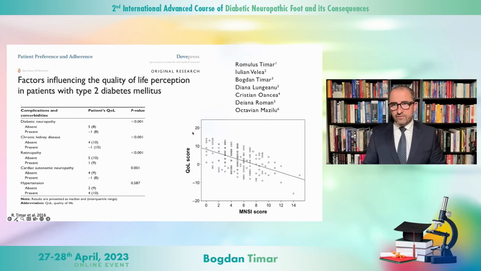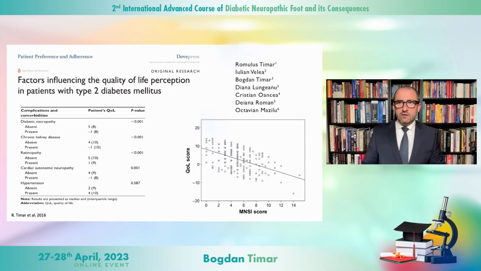Another component we've studied in a similar cohort of patients was the association of diabetic neuropathy symptomatology to the quality of life perception in this patient, and this is somehow predictable. However, our study pointed out that the presence of diabetic neuropathy is a strong predictor for the decrease in the quality of life of our patients with diabetes.